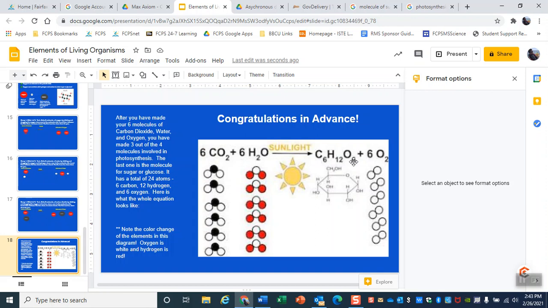The one thing I do want to warn you about is that this final slide does have a different color code. You'll notice that the carbon is still black, but they chose to use oxygen in white and hydrogen in red. So if it looks a little off at first, it's probably because you're used to different colors.